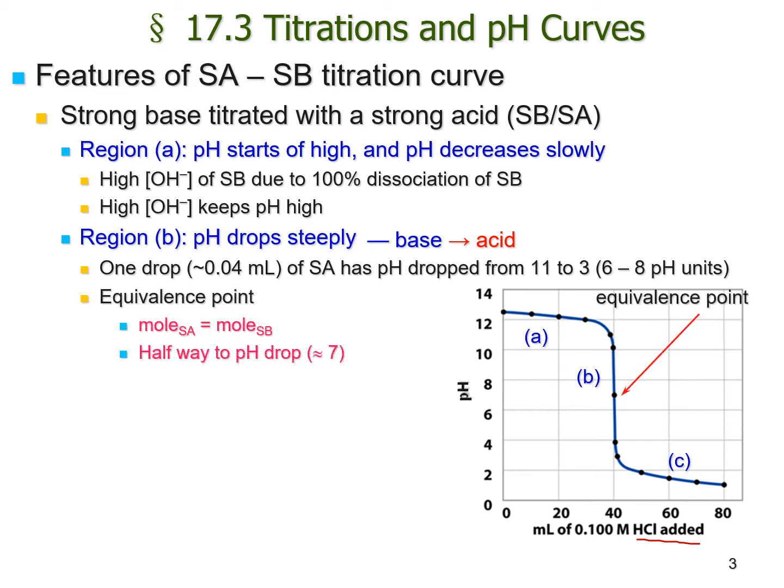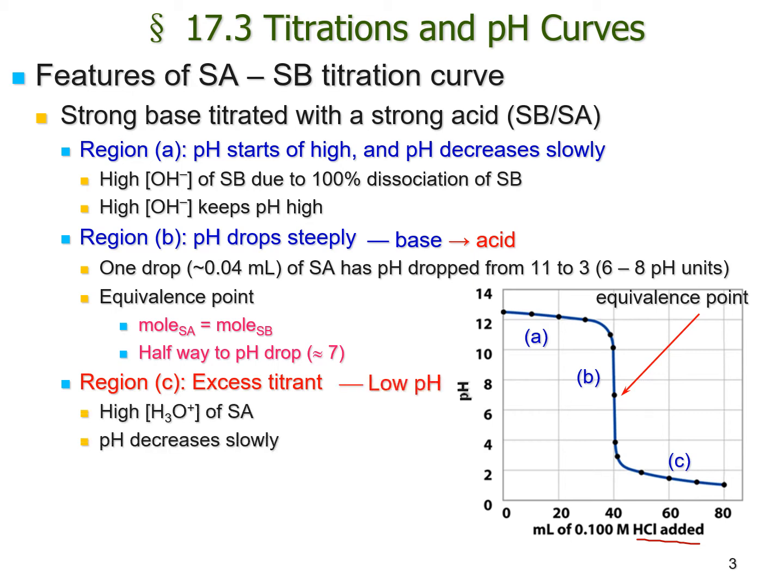Halfway down this drop lies the equivalence point, where the moles of strong acid and strong base mathematically equal each other. And like we discussed, the pH of this equivalence point must be roughly equal to 7, because the product here is a salt from strong acid and strong base, so the pH is equal to 7 because it's neutral. As for region C, there's going to be excess titrant. The titrant here is HCl, so the pH is going to start low and it goes lower slowly.